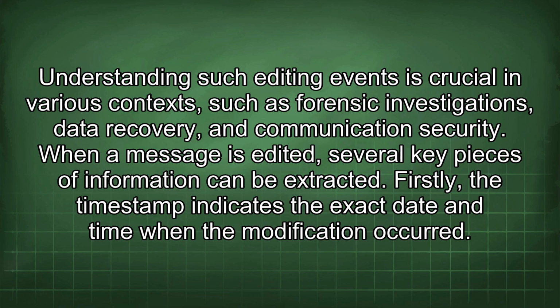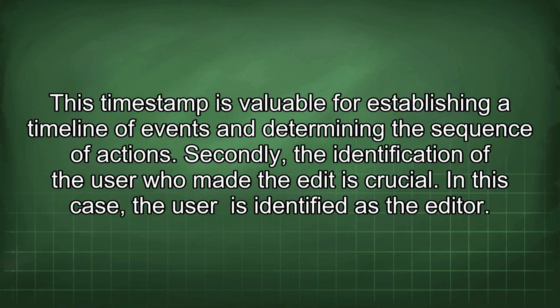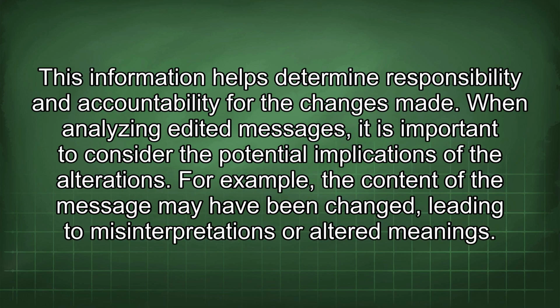When a message is edited, several key pieces of information can be extracted. Firstly, the timestamp indicates the exact date and time when the modification occurred. This timestamp is valuable for establishing a timeline of events and determining the sequence of actions. Secondly, the identification of the user who made the edit is crucial. In this case, the user is identified as the editor. This information helps determine responsibility and accountability for the changes made.